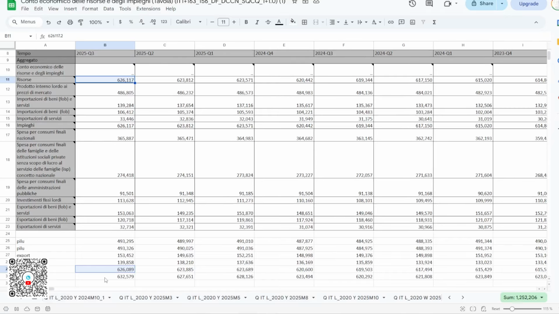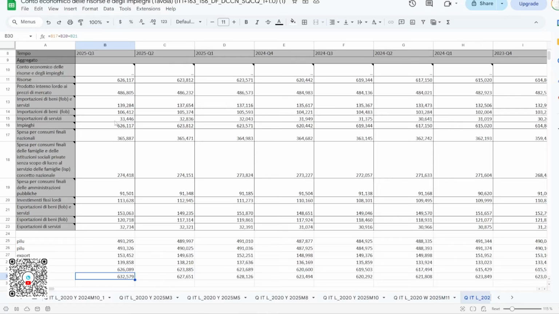And even better, if I sum here B17, B20, B21, which means I'm summing the final consumption of the government plus fixed gross investment plus exports, I do get 632 billion for all resources, which is way more than 626 billion. That's for resources.